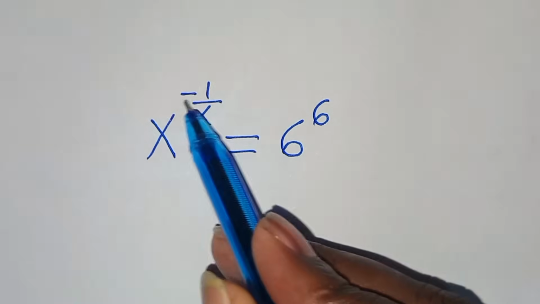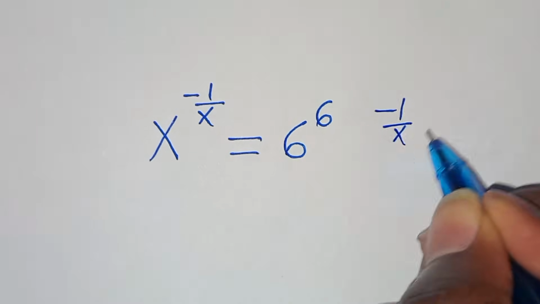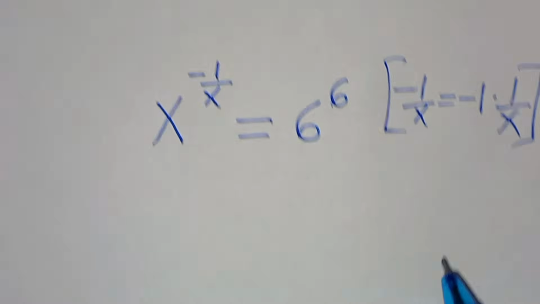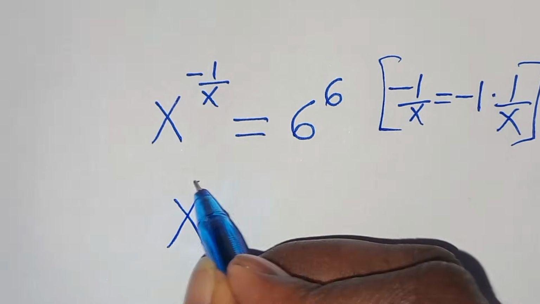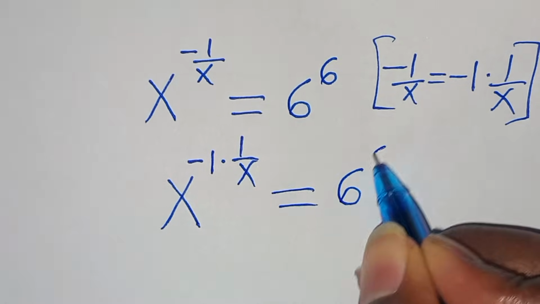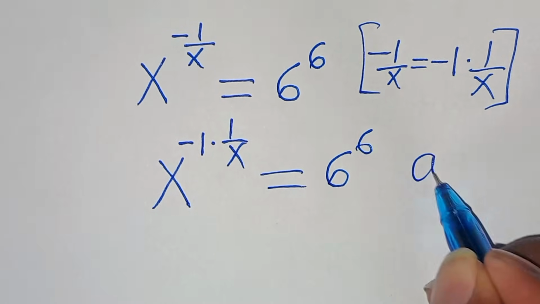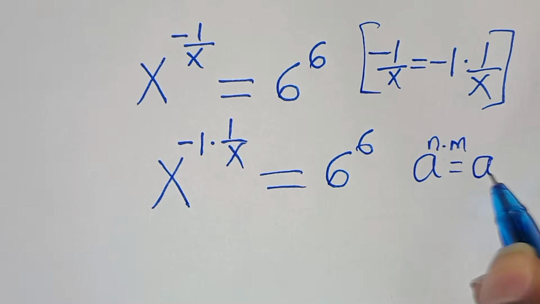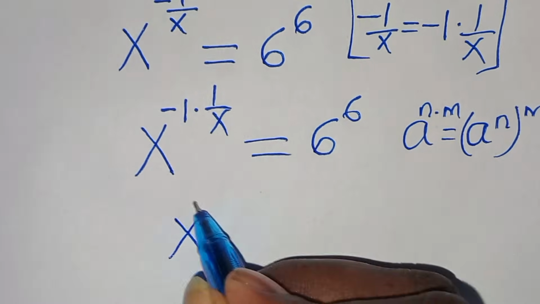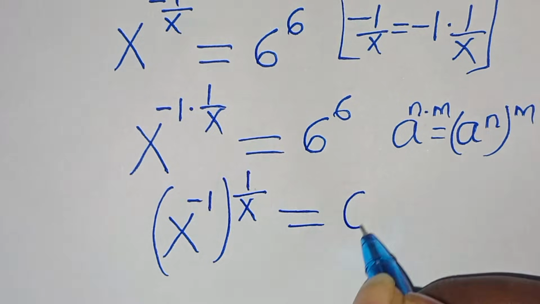Now here we have x to the power of minus 1 over x. We can express minus 1 over x. This is the same thing as minus 1 times 1 over x. So now here we have x to the power of minus 1 times 1 over x. This is equal to 6 to the power of 6. Now this is in the form of a to the power of n multiplied by m, and this can be expressed as a to the power of n raised to the power of m. So this means here we have x to the power of minus 1 raised to the power of 1 over x. This is equal to 6 to the power of 6.